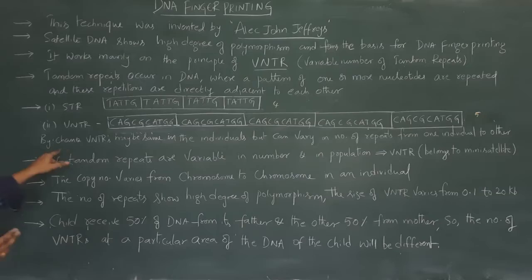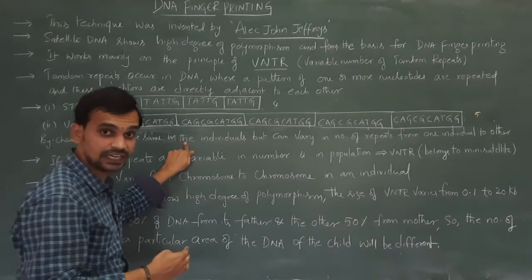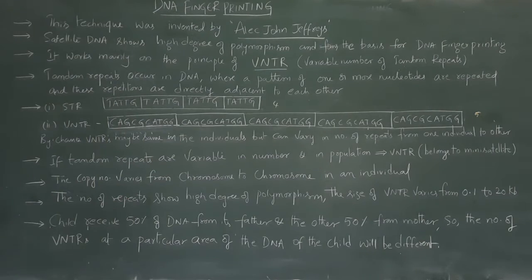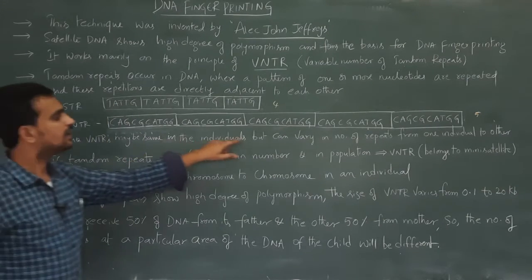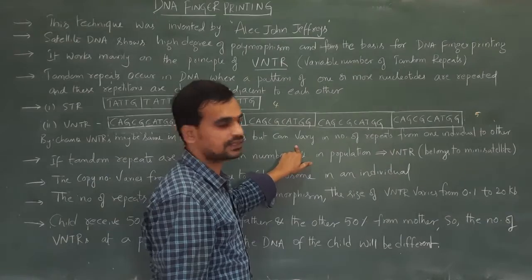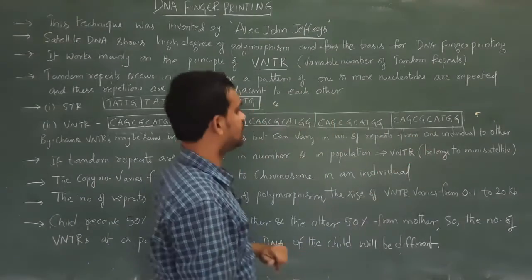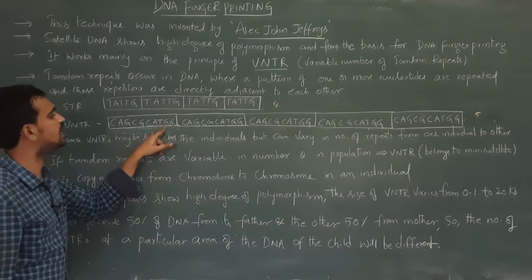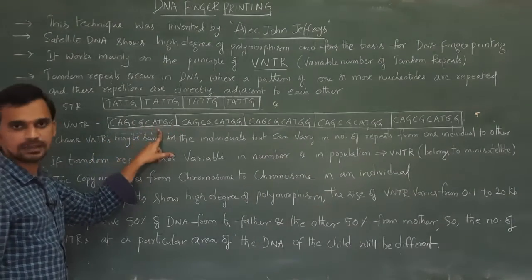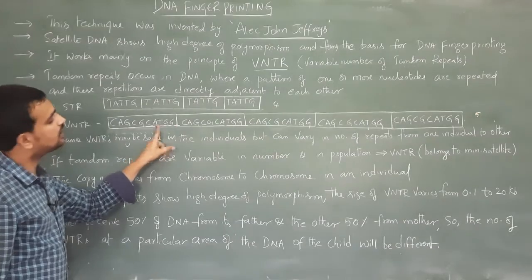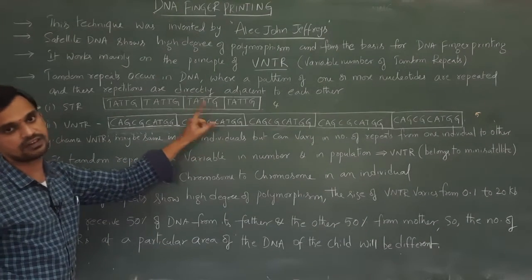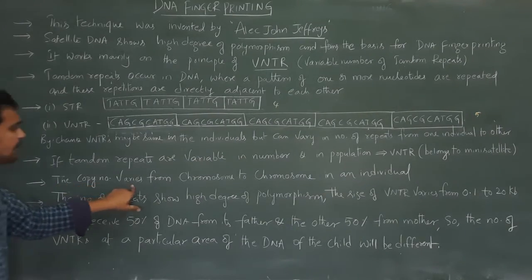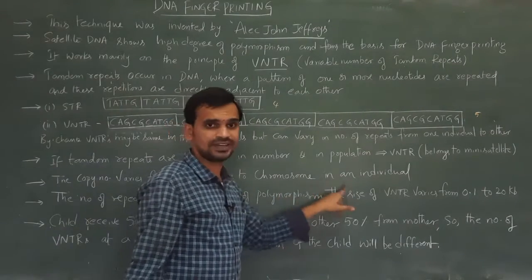Though VNTRs may be the same in individuals by chance, the number may vary from one individual to the other. That is, the same sequence, CAG, CGC, ATGG, may be present 10 times in one person, 20 times in another person, 40 times in another person, like that. And the copy number varies from chromosome to chromosome in an individual.